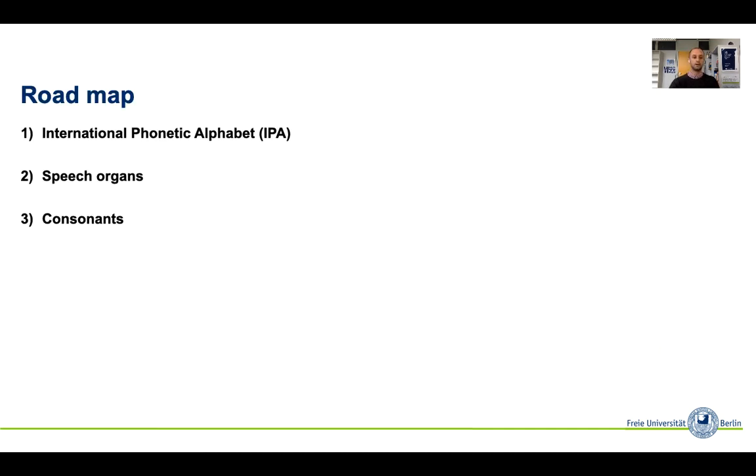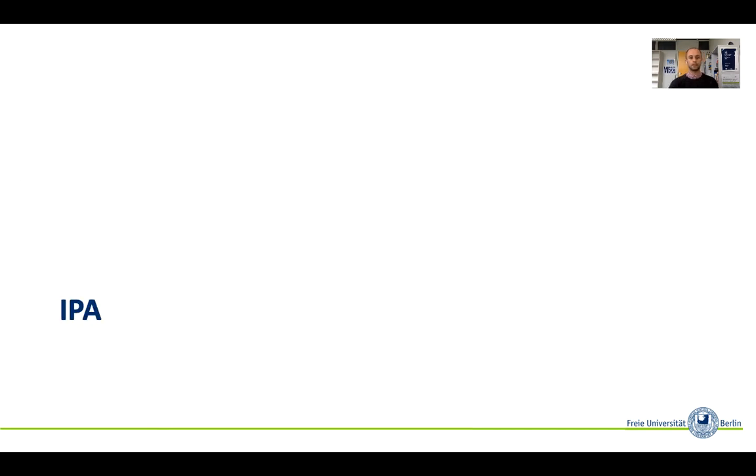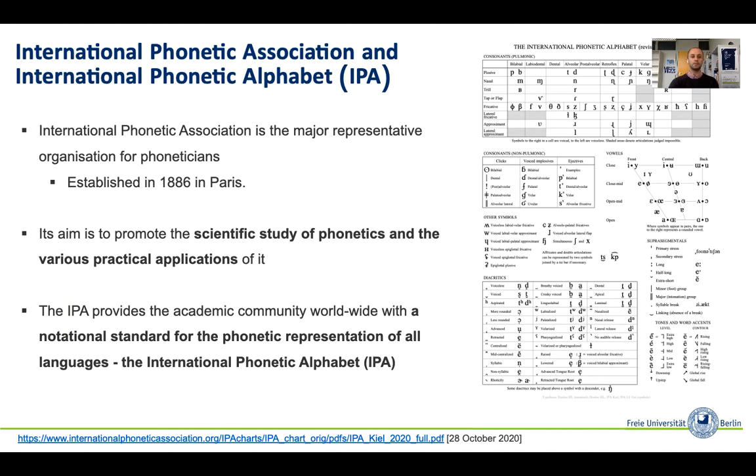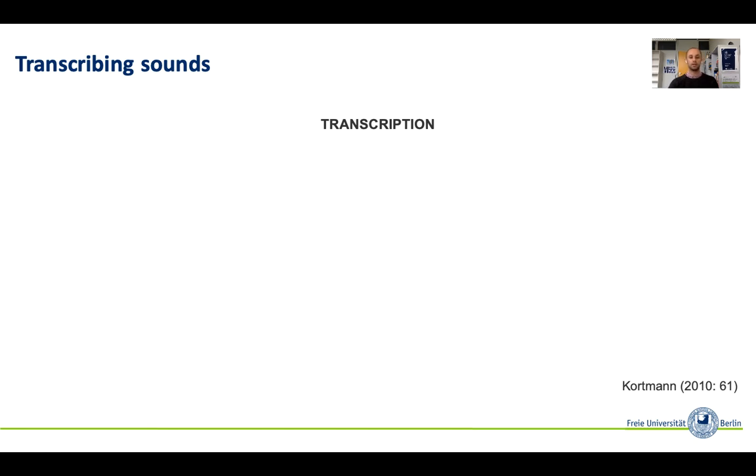In this video, we are going to have a look at the International Phonetic Alphabet, the speech organs, and the consonants. So let's start with the IPA. The IPA is a set of symbols that provide you with a notional standard for the phonetic representation of all the different languages in the world. By using these symbols, you can transcribe the pronunciation of a given word.